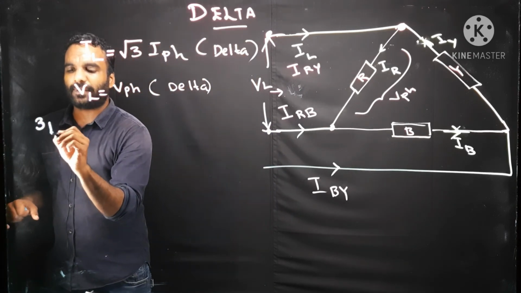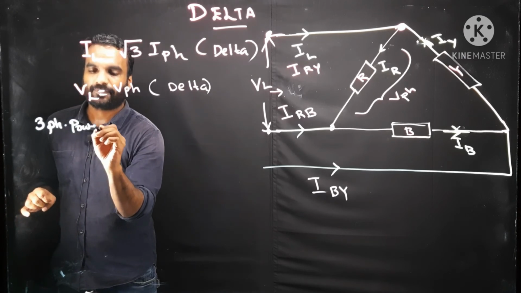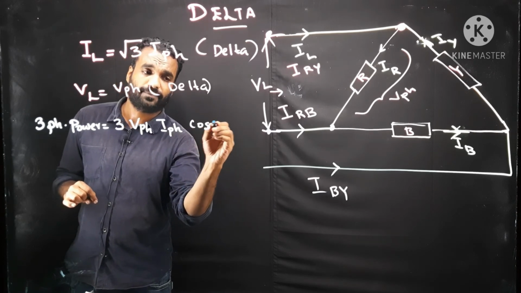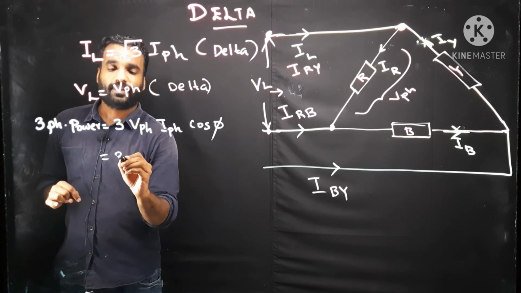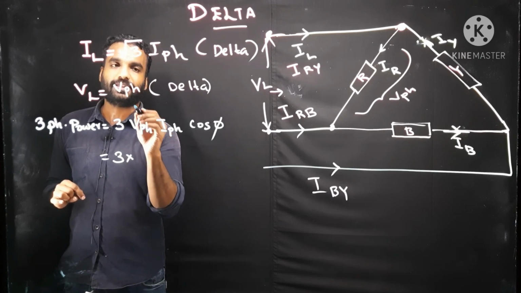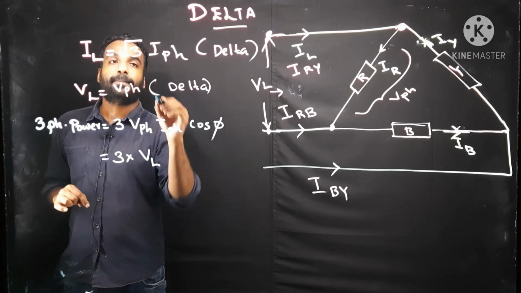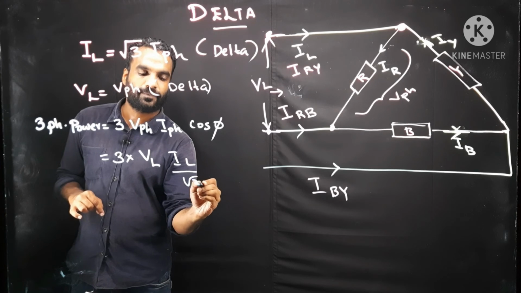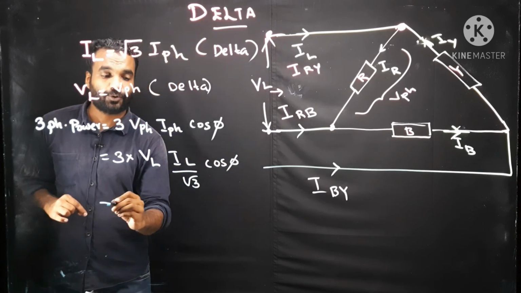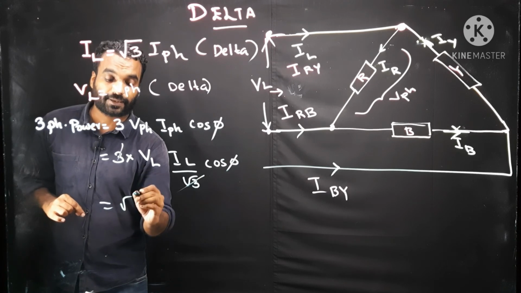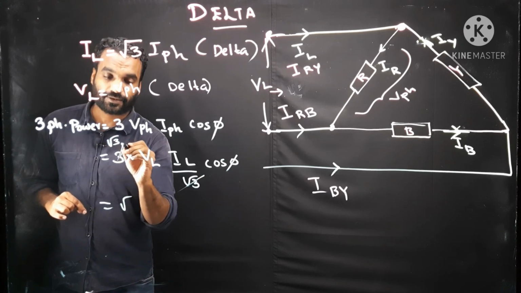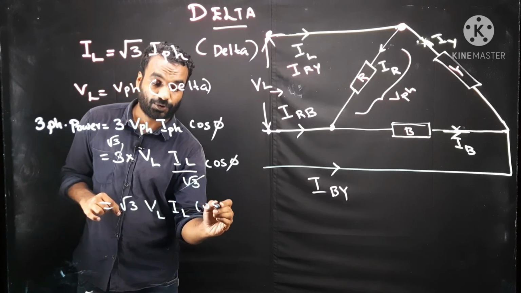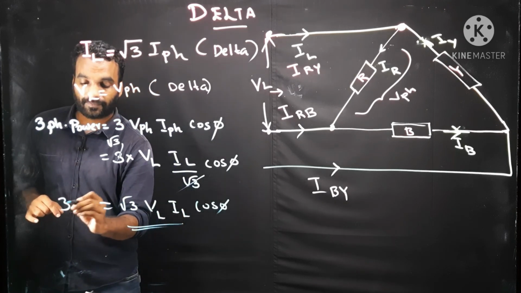Now let me write the 3-phase power. 3-phase power is equal to 3 into V phase I phase cos phi. Is it clear? Now tell me, in terms of line, V phase is nothing but V line itself, but I phase is I line by root 3. Into cos phi. Then what will you get? Root 3 and 3 get cancelled. Here you will get a root 3. So root 3 V_L I_L cos phi. That is the 3-phase power.